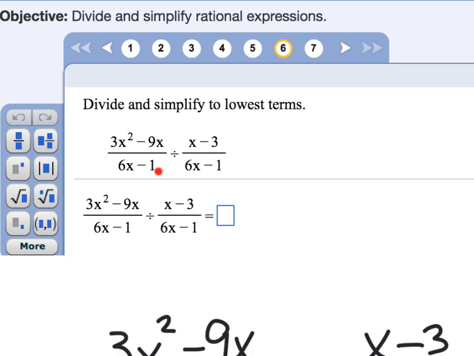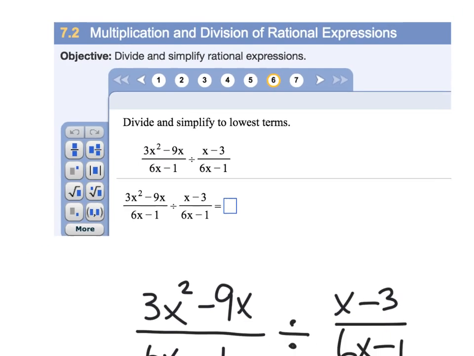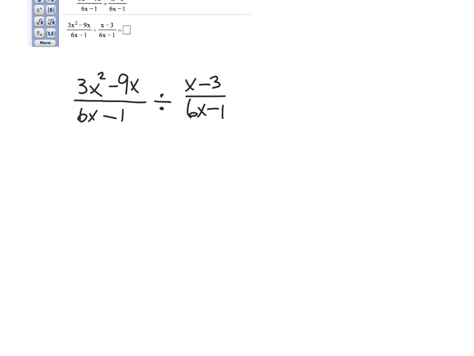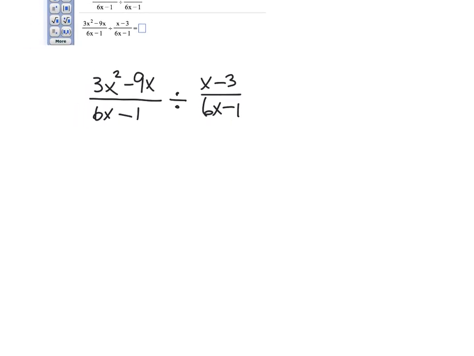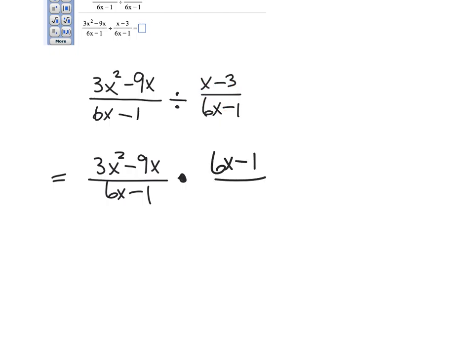All right, more of the same. The fractions are getting uglier, but we still have the same basic idea. So we're going to copy the problem down. And then we know that first fraction stays the same, so that becomes 3x squared minus 9x over 6x minus 1. We know the division symbol becomes a multiplication symbol, and we know that second fraction flips over: 6x minus 1 over x minus 3.